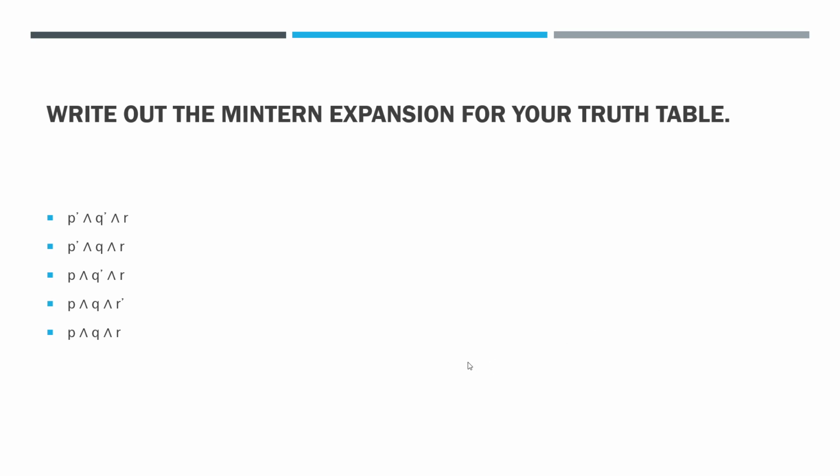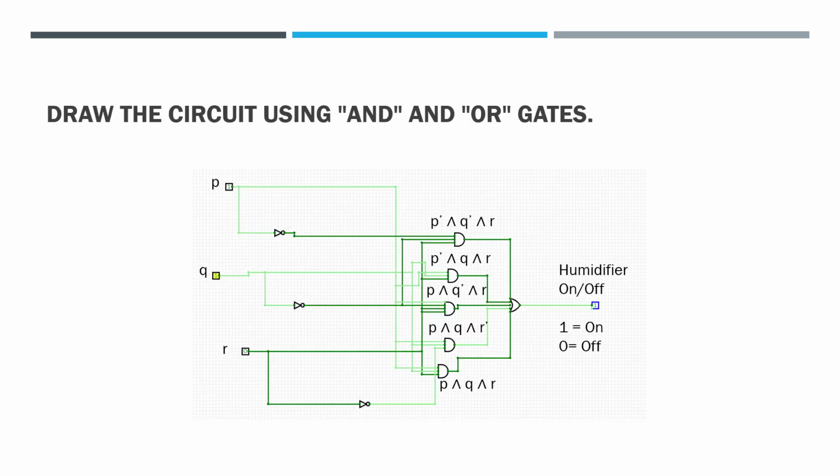Now that we have the minterms and the truth table, we are able to draw a circuit, which is our next question. Here we have P, Q, and R as our inputs. Here I have displayed 1, 1, and 0 as one of our only occasions where P and Q would trigger the dehumidifier to turn on or off. Here we display the 1 as on. And here we have all the minterms as AND gates.